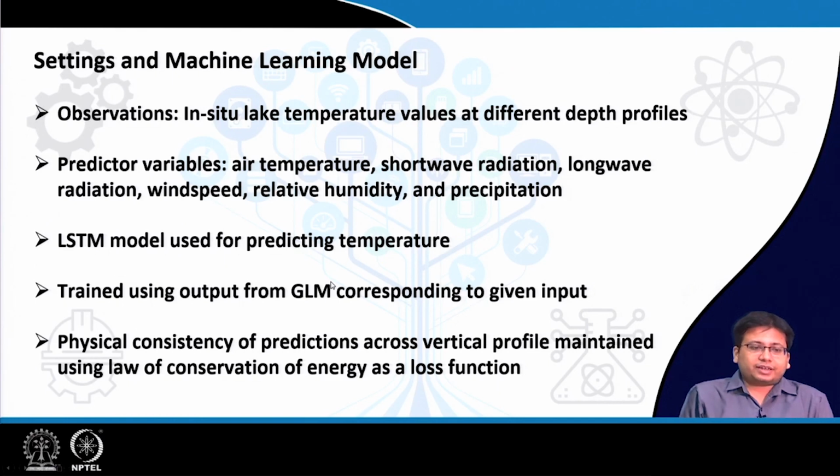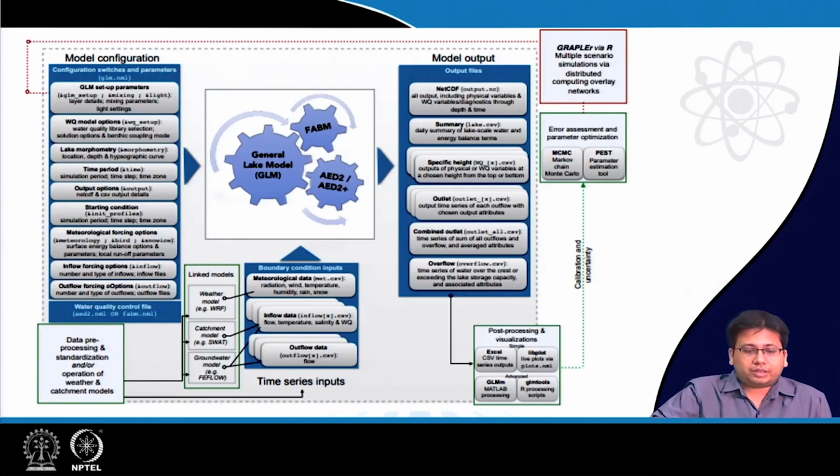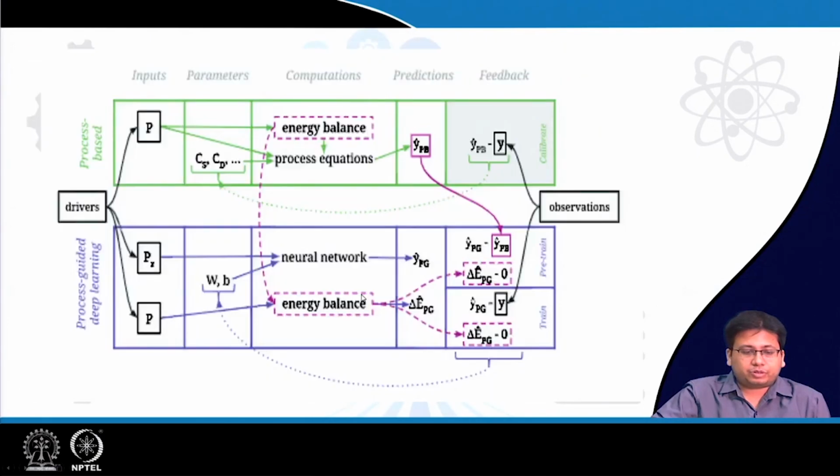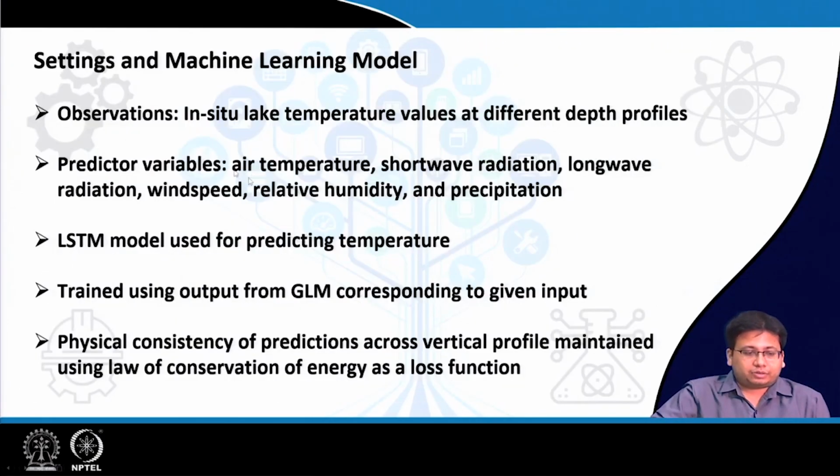So, here the settings are as follows. The observations are the in situ lake measurements at different depths, and the predictors or covariates which we considered here are the air temperature, shortwave radiation, longwave radiation, wind speed, relative humidity, precipitation, etc. This model already shows how all these covariates can influence the lake water temperature at the different depths. So, they are all provided as covariates.